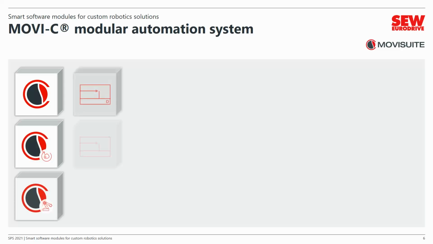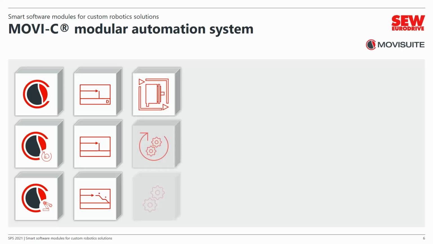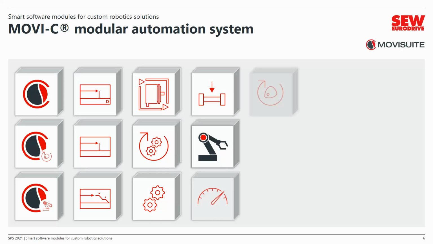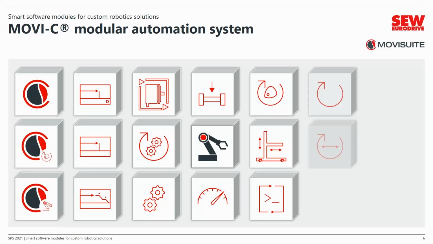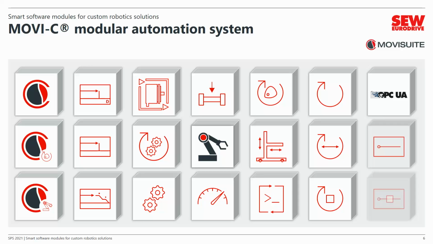In the MOVI-C modular automation system, so-called MOVIKIT software modules for single-axis technologies such as synchronous operation or camming, multiple axis applications like winders or storage retrieval systems, energy management, and much more can be combined, just like the MOVIKIT Robotics software module that I would like to present you today.